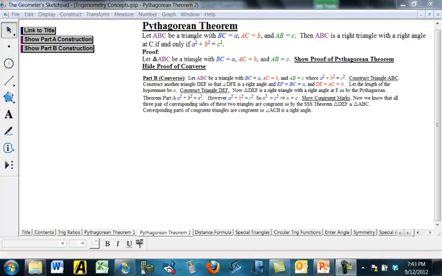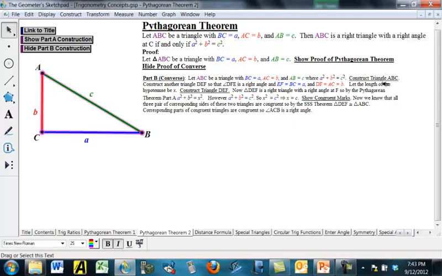So we've shown that if the triangle is a right triangle, then a squared plus b squared equals c squared. We now want to show the converse. That is, if a squared plus b squared equals c squared, then it has to be a right triangle. So again, let's start with the triangle ABC. But this time, we don't know anything about the angles up front, but we do know this relationship that the sides have, that a squared plus b squared equals c squared.